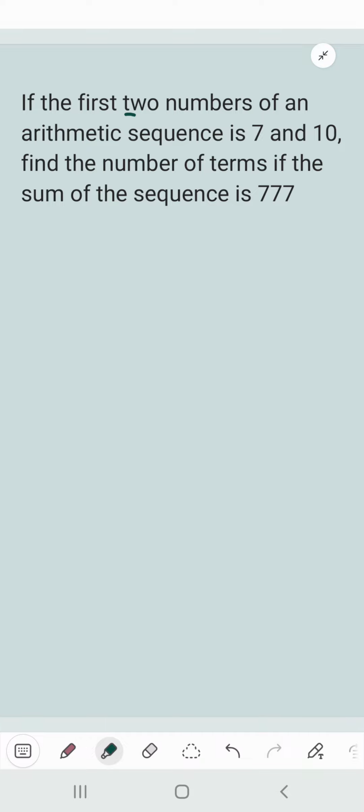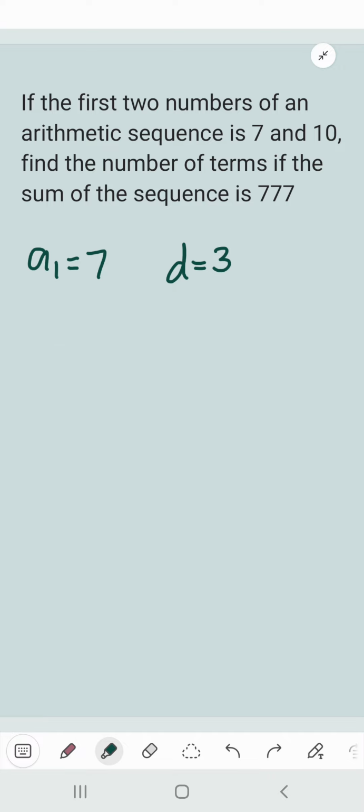We know that the first two numbers of the arithmetic sequence are 7 and 10, respectively. So the first term is equal to 7 and the second term is equal to 10. To find the common difference, we subtract the first term from the second term. So 10 minus 7 is equal to 3, which is the common difference. And we are interested in finding the number of terms given the sum of the sequence.